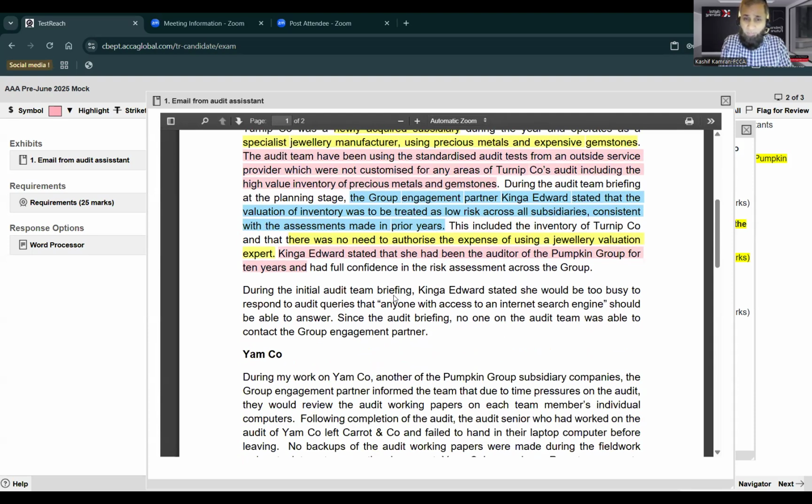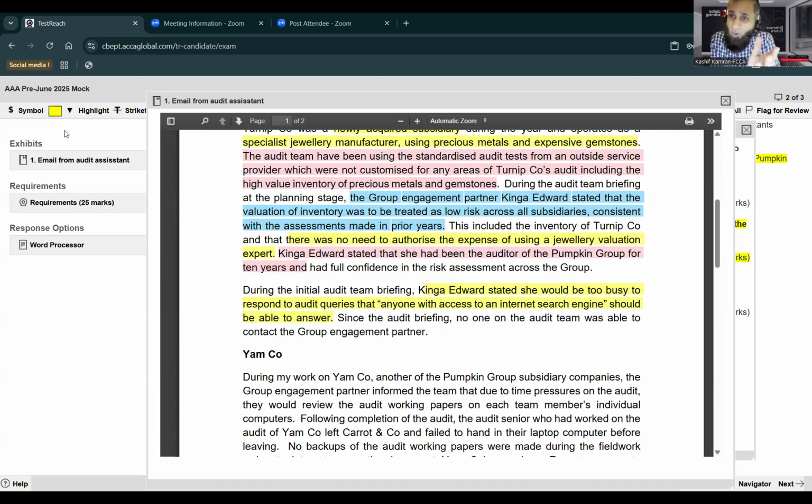During the initial audit briefing, Kinga stated that she would be too busy to respond to audit queries that anyone with access to an internet search engine should be able to answer. So she is saying that I'll be too busy responding to your queries. Please don't ask any queries to me. Rather, you can go to the search engines and check out your answers to the queries.